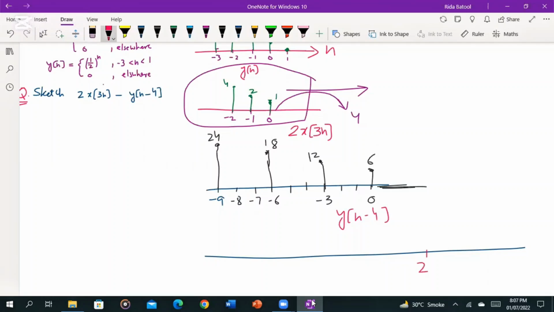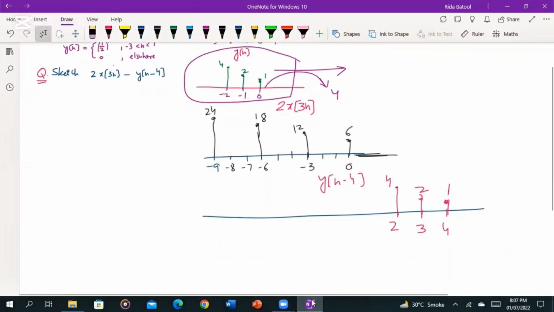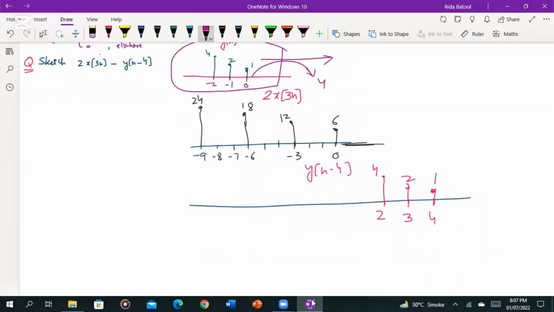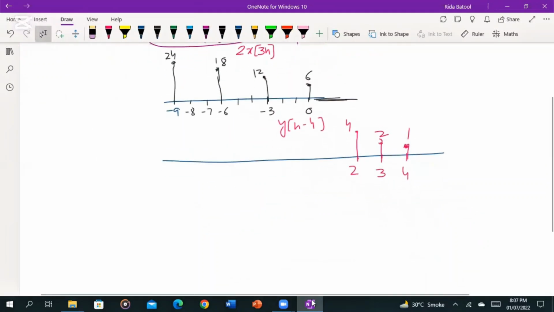Two, 3, and 4. The signal will be moved over here: 4, 2, and 1. Now you have to subtract it. It's easy peasy. You have to subtract these two values.